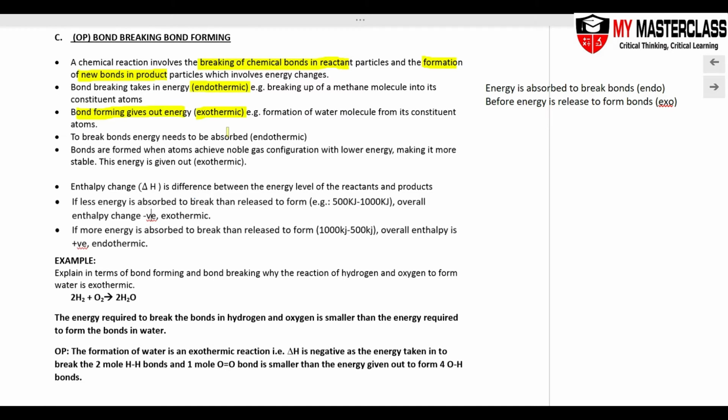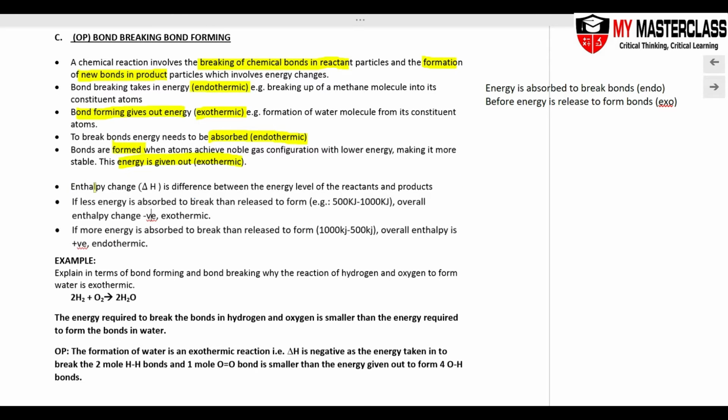So why do elements form bonds? Because they want to achieve the noble gas configuration, which is stable and of low energy. So this energy will be given out, and it is an exothermic reaction. To break bonds, energy must be absorbed, and it's endothermic. Bonds are formed because they want to achieve noble gas configuration, which is lower energy, making it stable. So this energy is given out. Bond forming energy is given out, and it's exothermic.